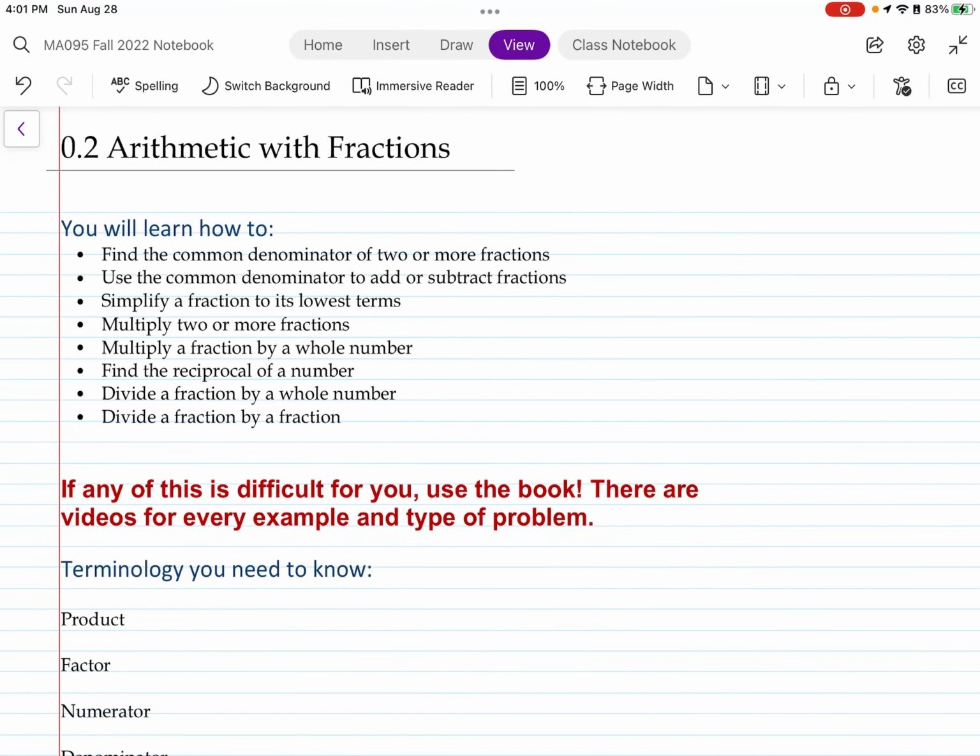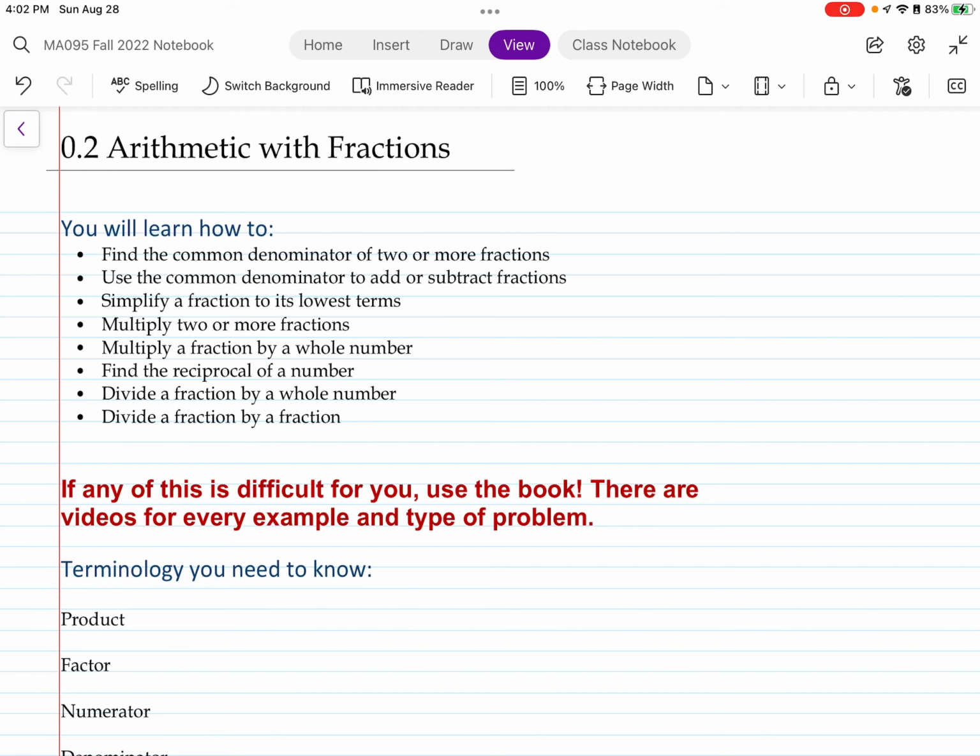Hello there, this is Professor Eckhouse, and I am going to be talking to you about section 0.2, Arithmetic with Fractions. The reason it starts with a 0 is because this is a review. So these are things you need to know before we start talking about algebra. Fractions are super, super important for algebra.